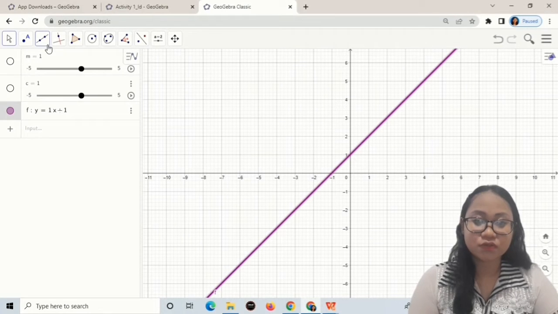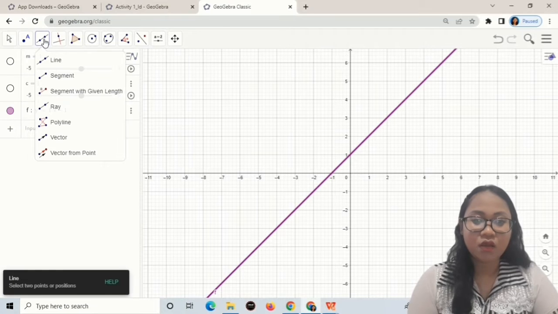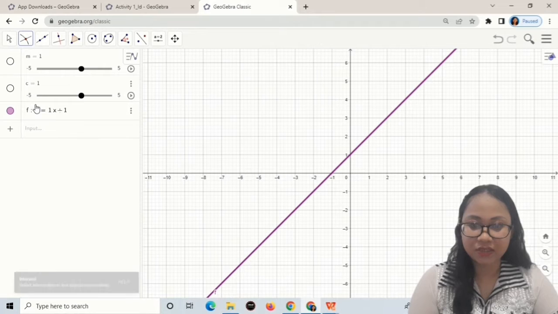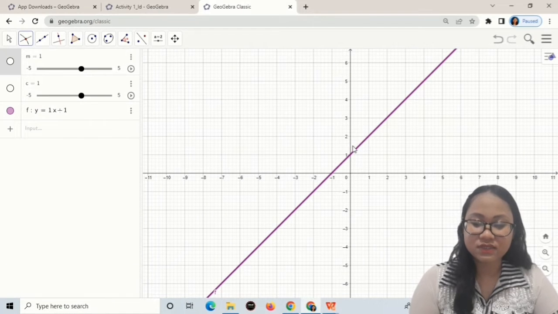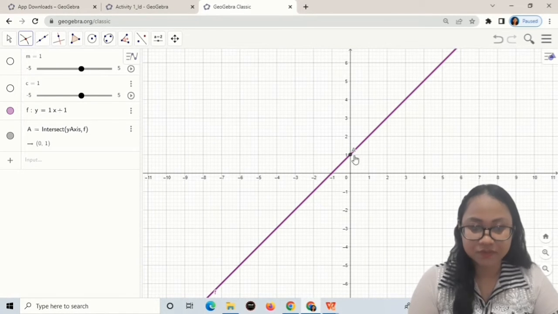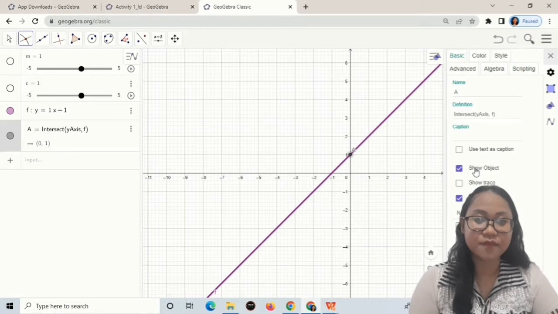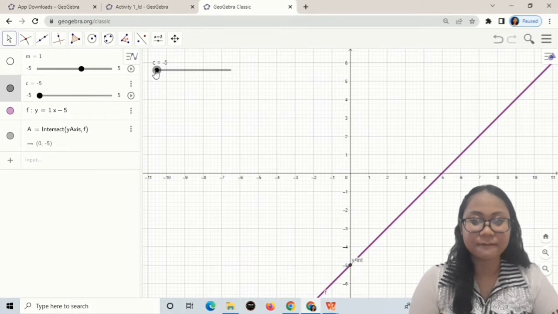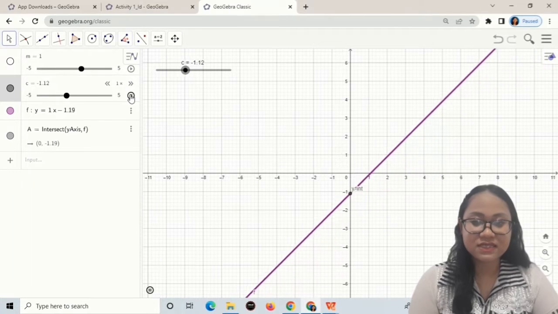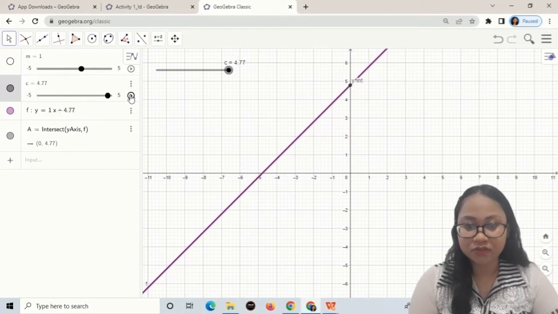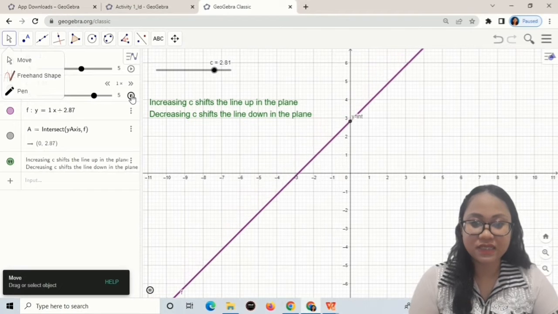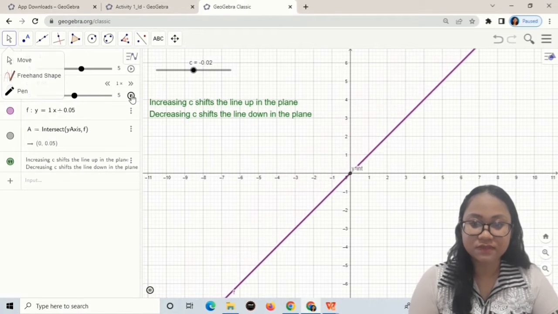This step is optional and the graph can be set depending on what you like. Next step, we need to find the y-intercept. Go to the menu, click the second symbol and choose intersect. Click the y-axis and the straight line. The point A is the y-intercept. Let me put the caption by going to the setting. What can you observe when I move the slider c? Increasing c shifts the line up in the plane. In contrast, decreasing c shifts the line down in the plane.